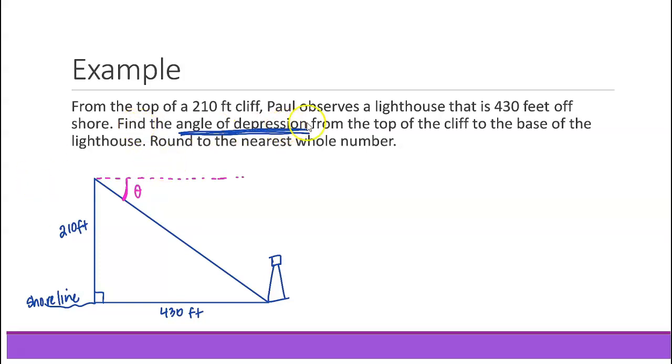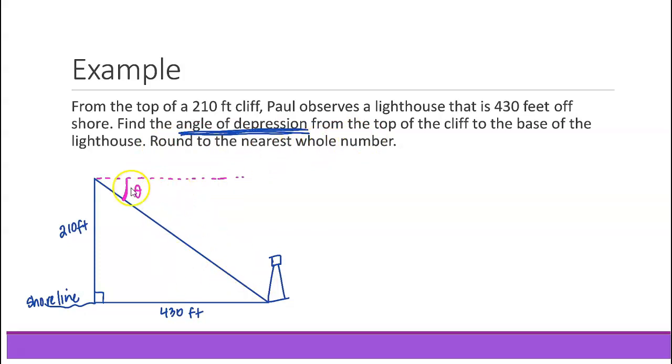So find the angle of depression from the top of the cliff to the base of the lighthouse. So we think the horizontal line of sight going down. I cannot tell you how many mistakes I get that students put this angle right here as the angle of depression when it's not. The angle of depression is from a horizontal line of sight. Alright, so here we're looking for this angle theta. And then we're going to round our answer to the nearest whole number.